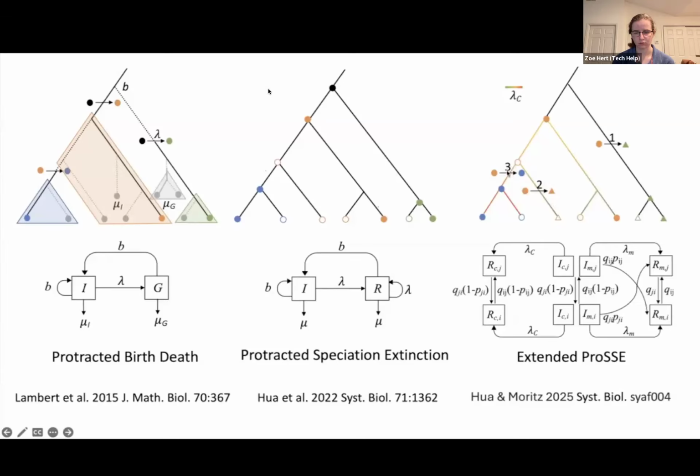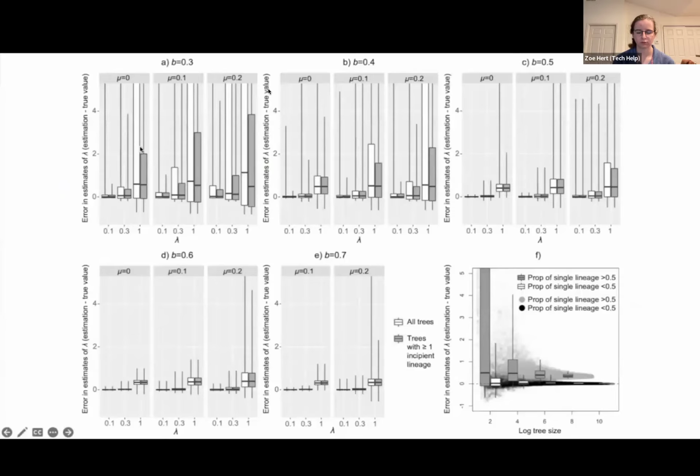We can also have event 3, which is speciation completion with some rate lambda, and we can allow lambda to change stochastically on the phylogeny. So the model is very general in incorporating different delineation criteria. So how well does PROSI estimate speciation completion rate?